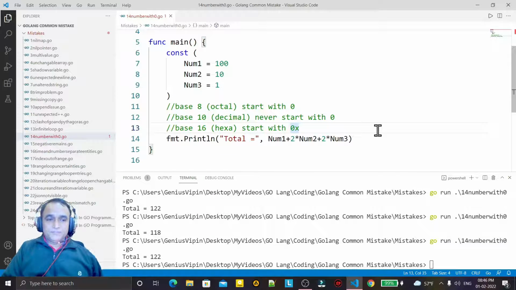I think you have learned one more tip in the Go language, one more common mistake that causes us big losses.